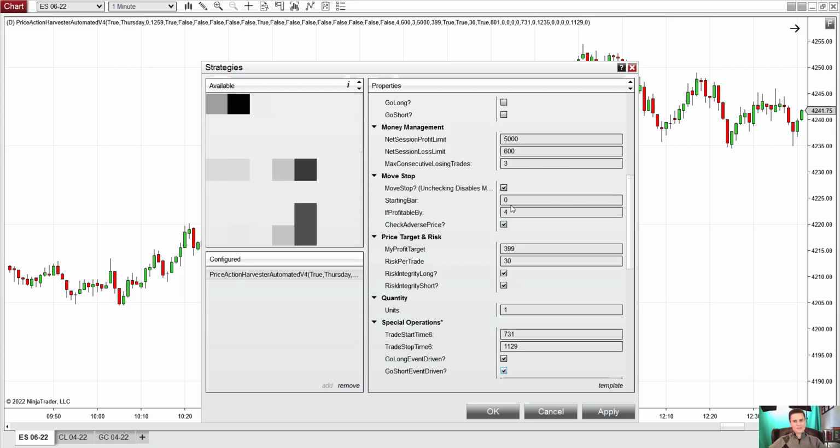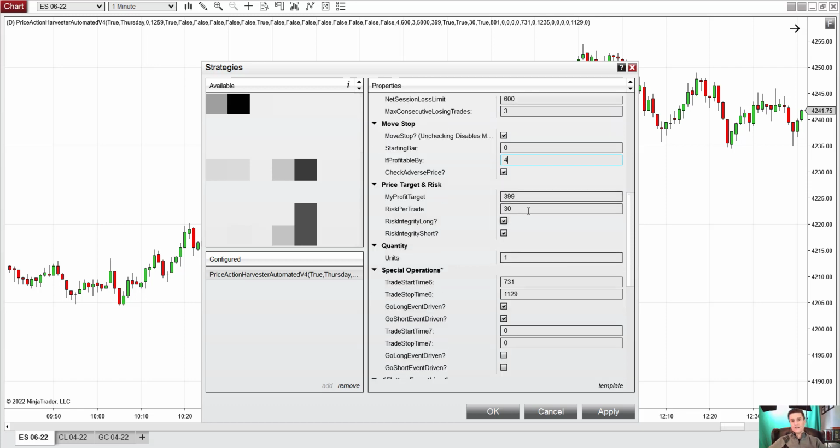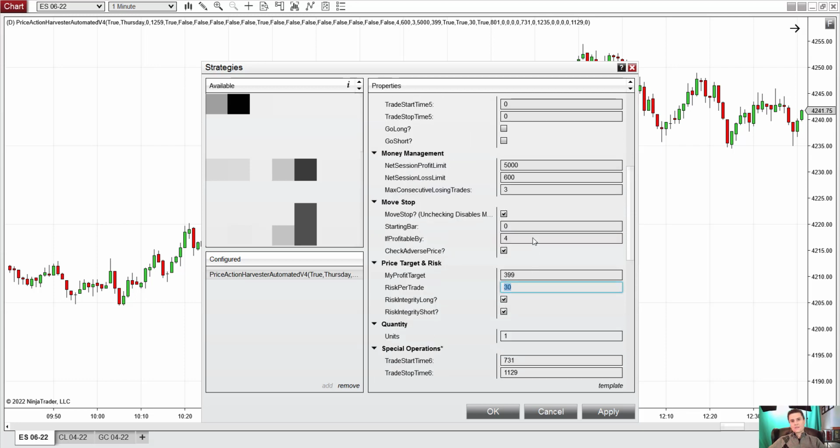The first one, I'm going to leave everything the same that we did on the last hypothetical back test here. So it's still going to be move stop at 4 ticks. If the system is up by at least 4 ticks and price has moved against us, then move the stop. If it's in a long trade, it's going to move it to the current bid price. If it's in a short trade, it's going to move it to the current ask price. Okay? 30 tick stop.